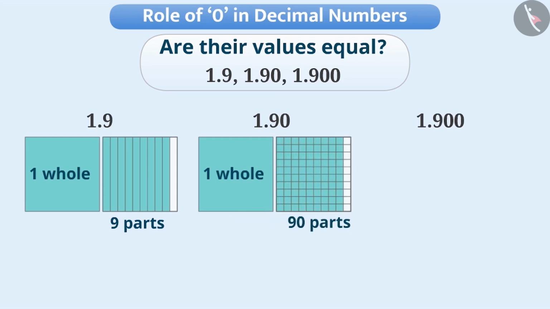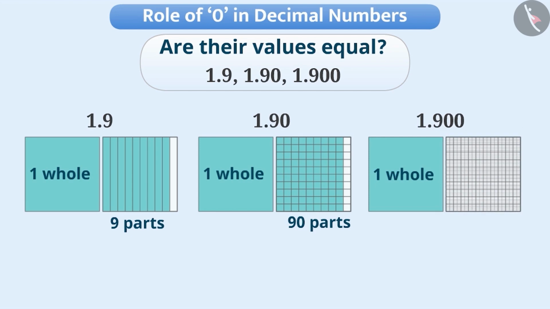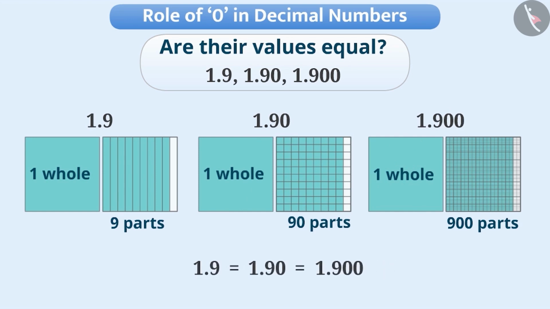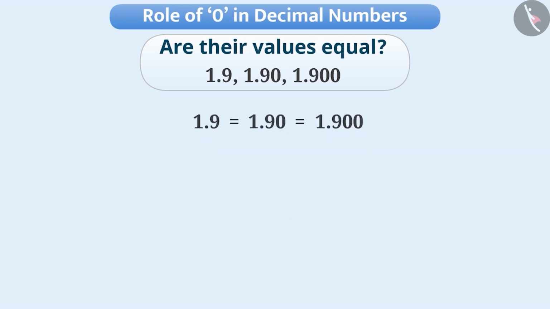And we can represent 1.900 by taking one whole square and taking 900 parts out of 1000 parts of a whole. As you can see, the number of parts represented by these numbers is equal. Therefore, all of these numbers are equal. Along with this, we can also say that by adding or removing any number of zeros at the end of decimal numbers, the value of the number does not change.